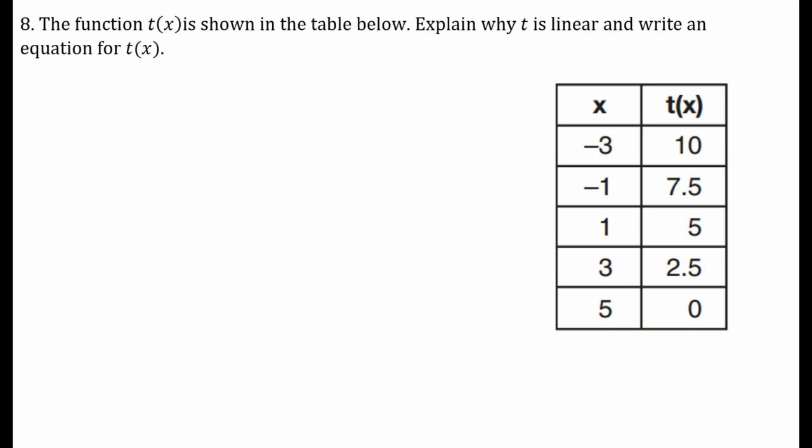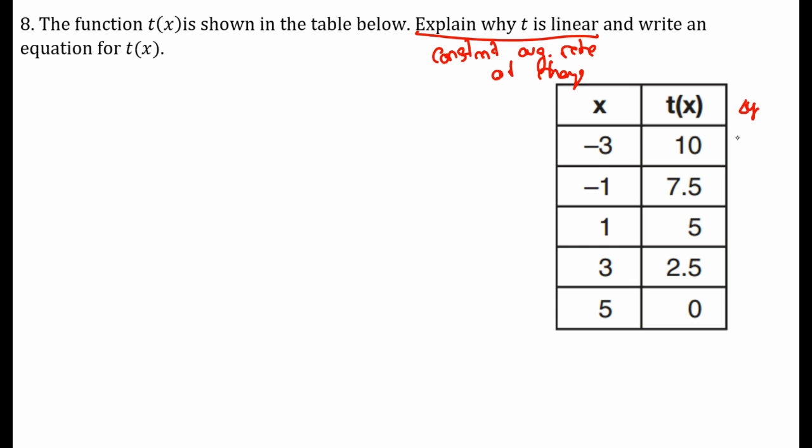And finally, number 8, the function t of x is shown in the table below. Great, it's a lovely function. Explain why t is linear. I know how to do that. What makes something linear? A constant average rate of change. So hopefully we can show that t has a constant average rate of change.